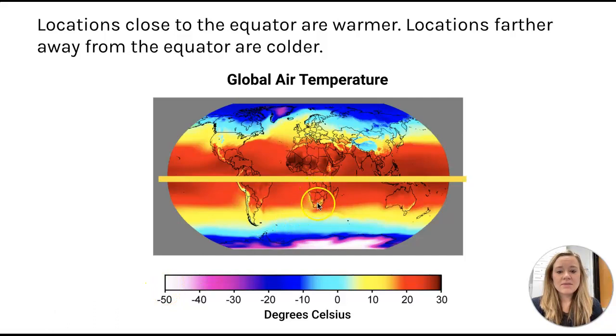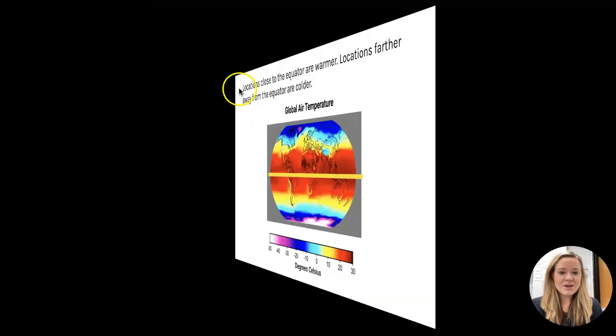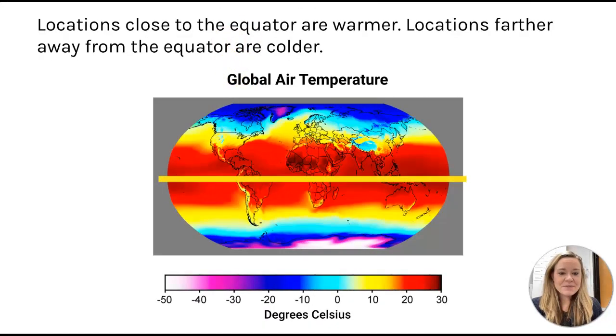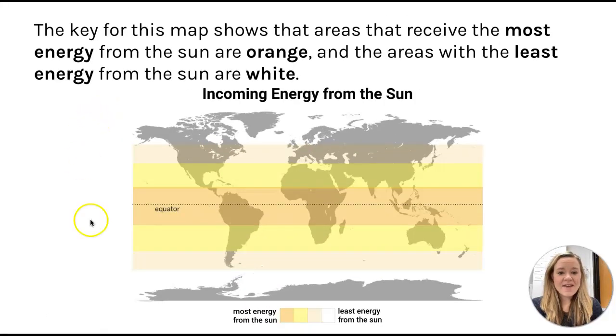And as we move down here, if we flipped this bar right here vertically, it would read the exact same, right? We would see the red, the yellow, the blue, the dark blue, the purple, the white. So let's go ahead and take a look at the next thing. We have another kind of map that tells us about how much energy we're getting from the sun based on this equator.